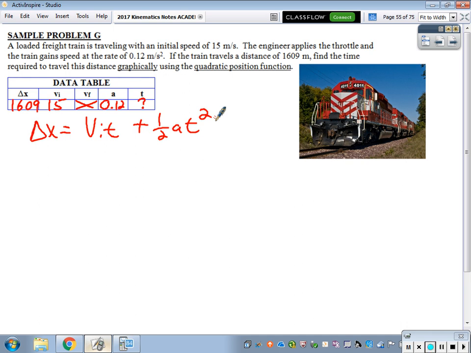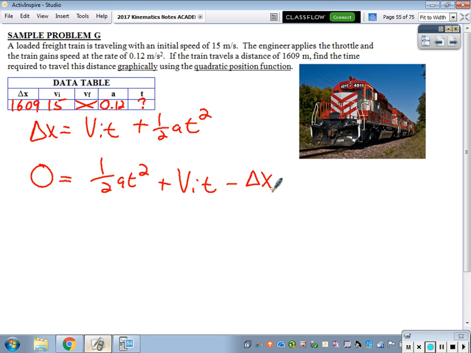Okay? So here's step 1. We are going to do the algebra and simply rearrange this so it's in proper quadratic form, which would mean this needs to be a 0 equals equation. So what would we do to bring delta x to the other side? We would subtract it. Okay, what we do to one side, we do to the other. Now I'm going to do a little bit of rearranging because we know the commutative property of addition: 1/2 AT squared plus VIT, and then from bringing the delta x across, minus delta x.